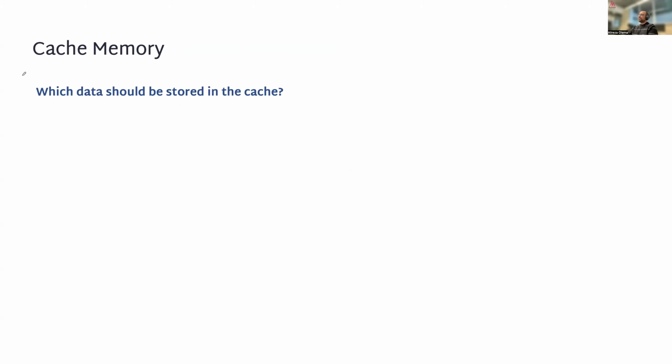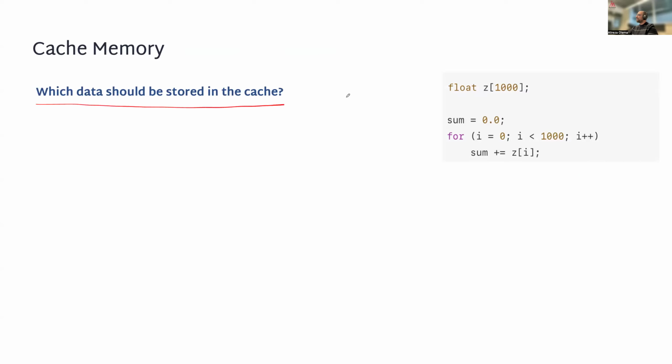So the next question is, which data should be stored in the cache? What would be our policy to store data in the cache? Before that, I can show you a simple program, which is a sum program. We have an array of 1,000 elements, or 1,000 floats, and then we have a for loop to compute the sum, right? So quite a simple program.